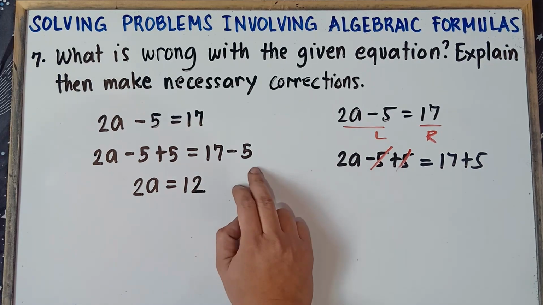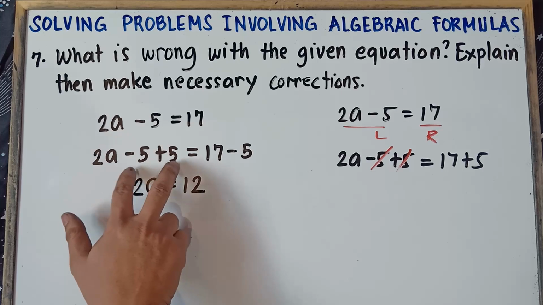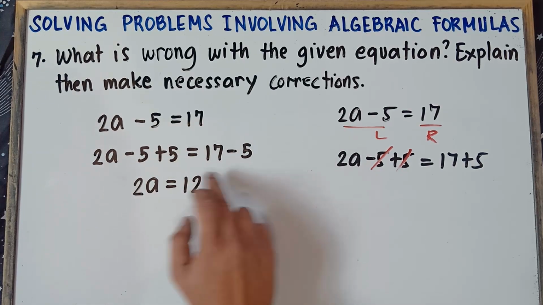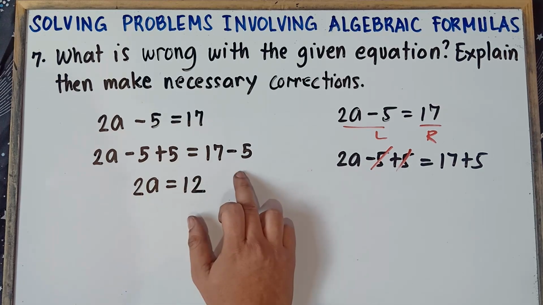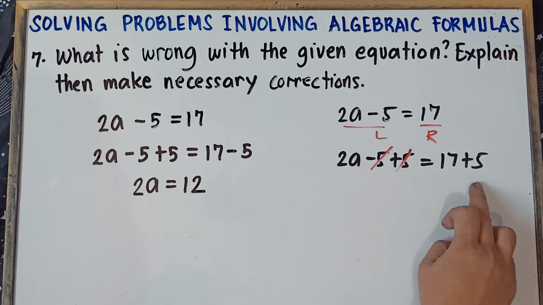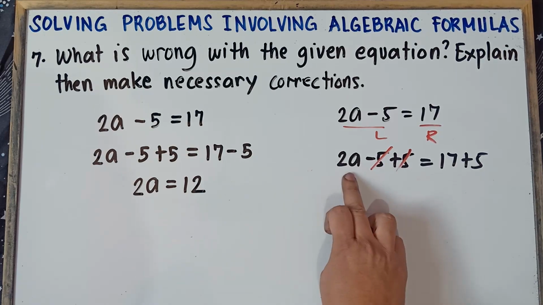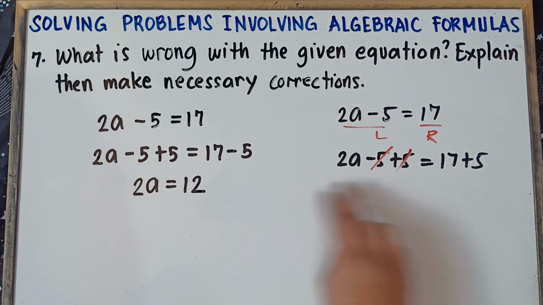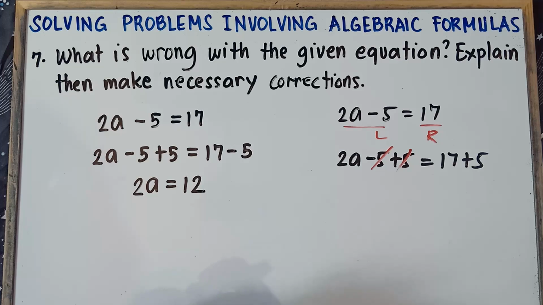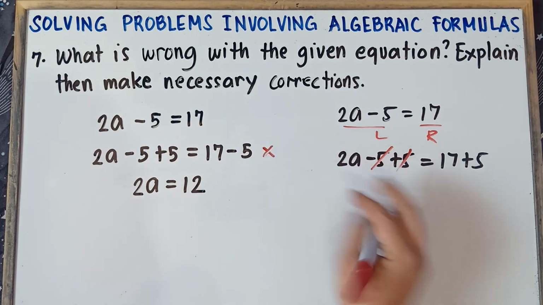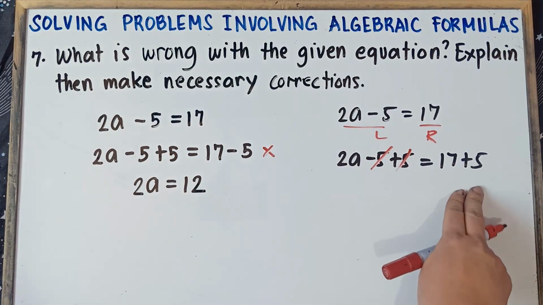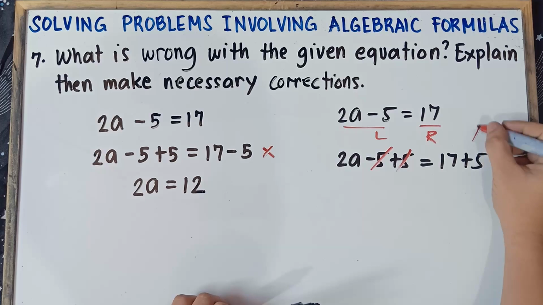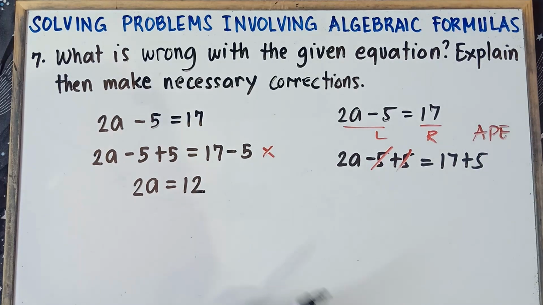So in this scenario, class, we added 5 on the left side, but we didn't add 5 on the right side. Therefore, this is not correct. It should be 17 plus 5. So this is 2a, we cancel 5, and then equals 17 plus 5. So this is wrong, class. It should be 17 plus 5. Alright, and once again, we apply the addition property of equality.